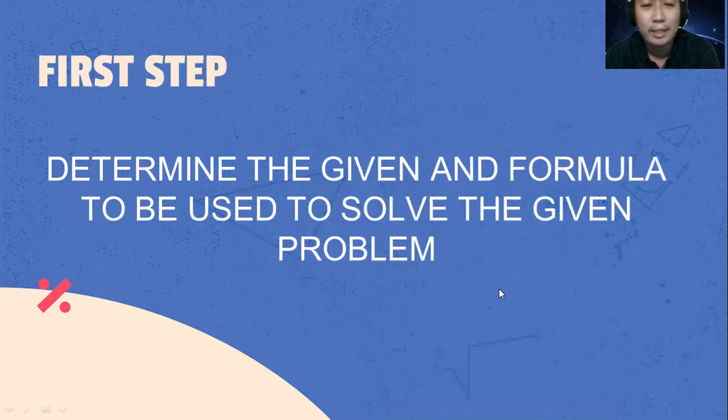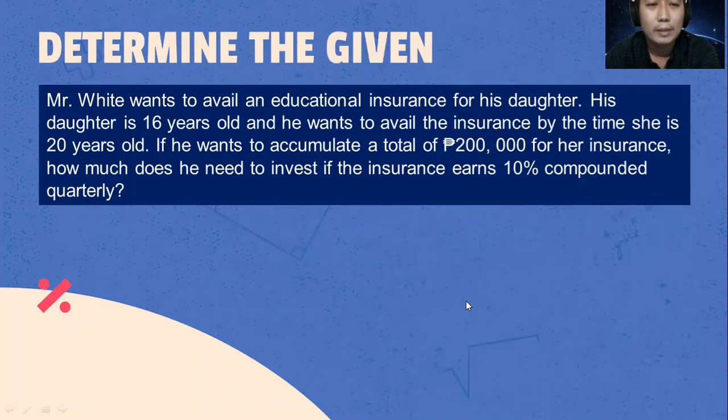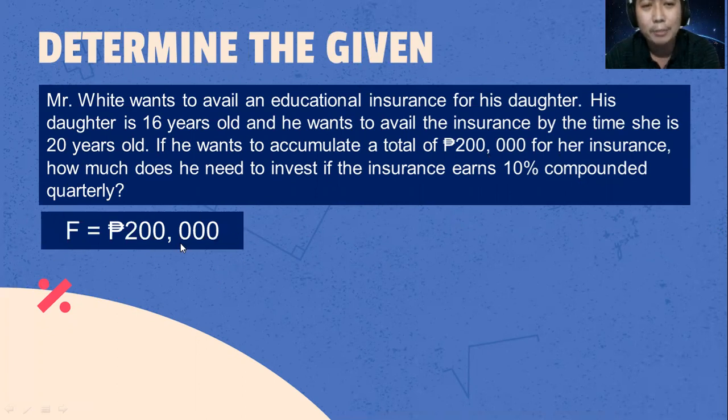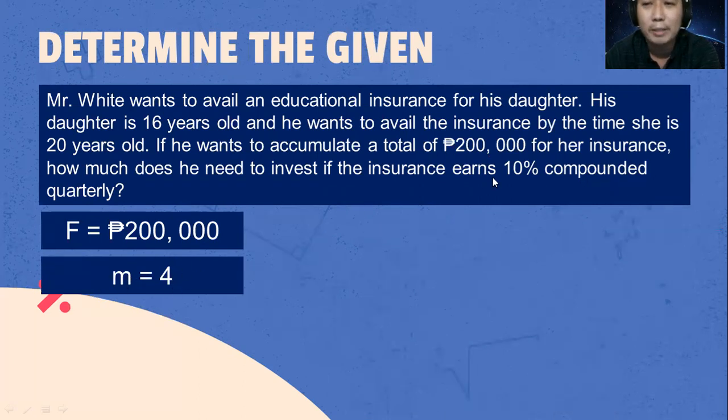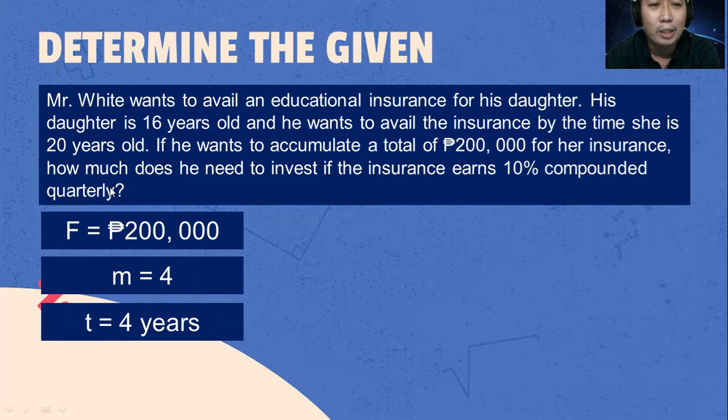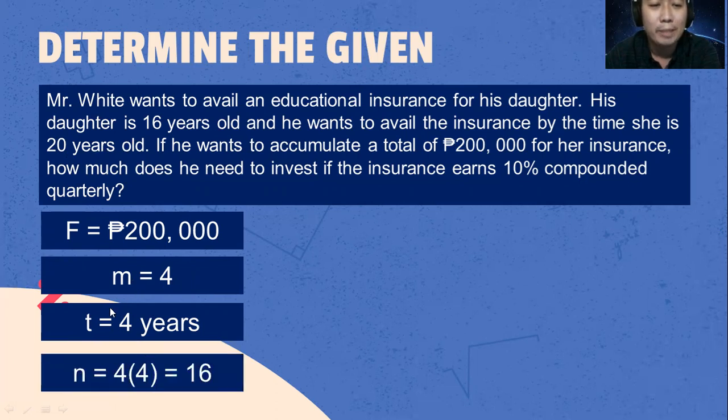First step, determine the given and the formula to be used. So here's the problem. What are the given? We have 200,000 pesos. That is the maturity value. We have 4. That is compounding per year because we are compounding quarterly. That's why there are 4 payments to be done. Then the number of years is 4 because 20 minus 16, that is 4 years. The number of n is simply t multiplied by m or m multiplied by t. 4 times 4 is 16.